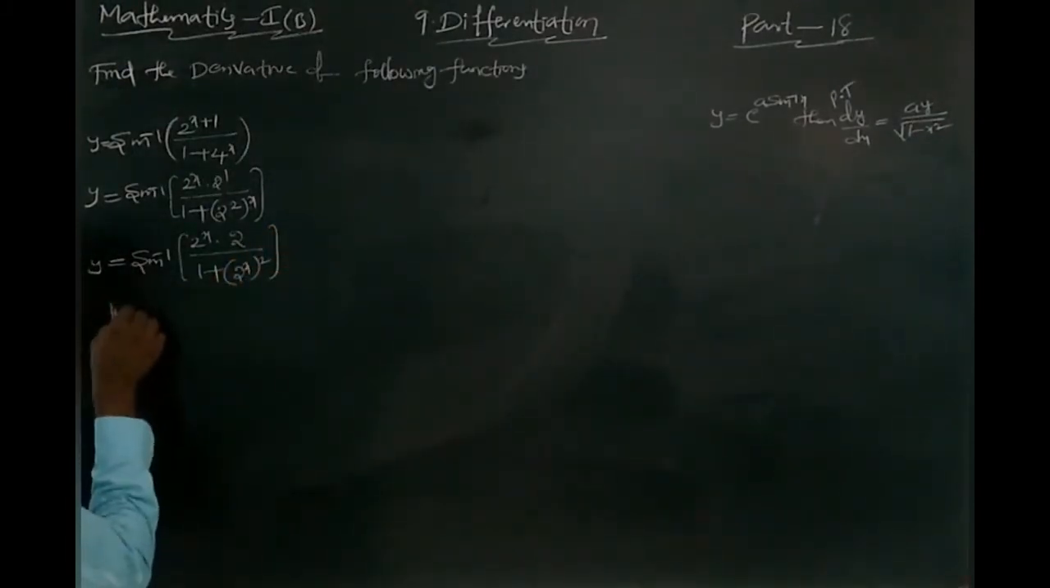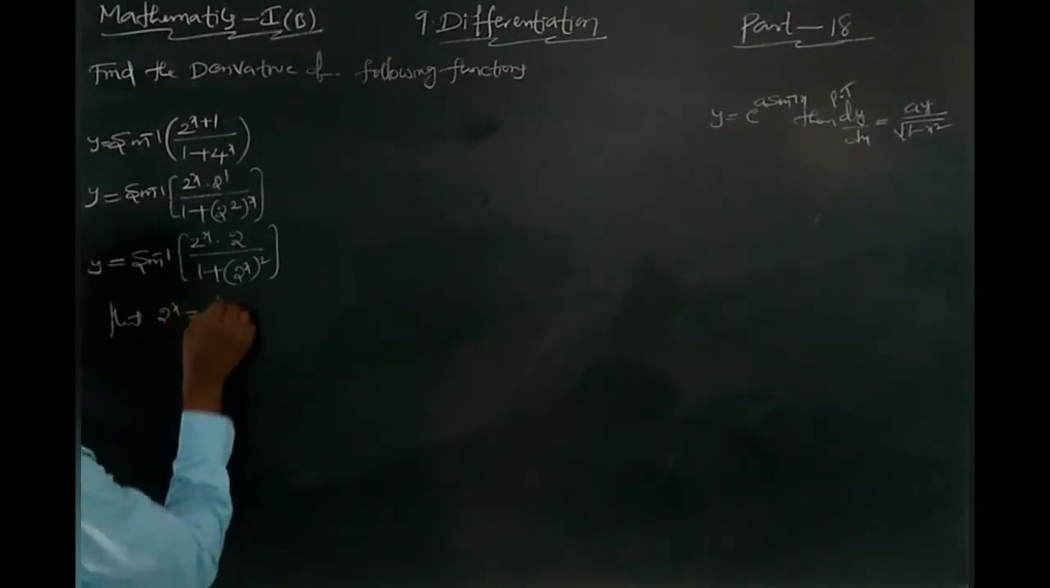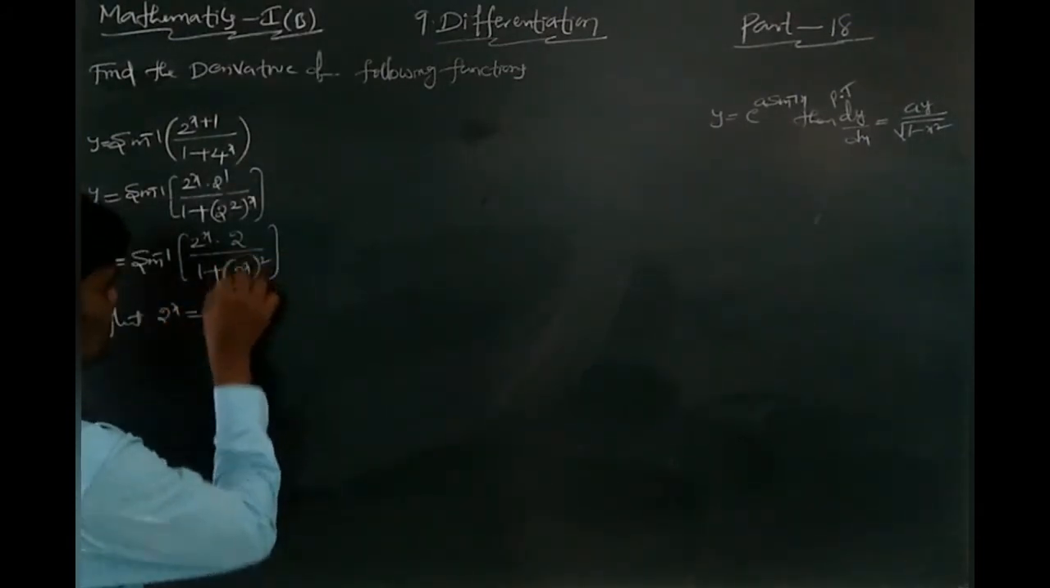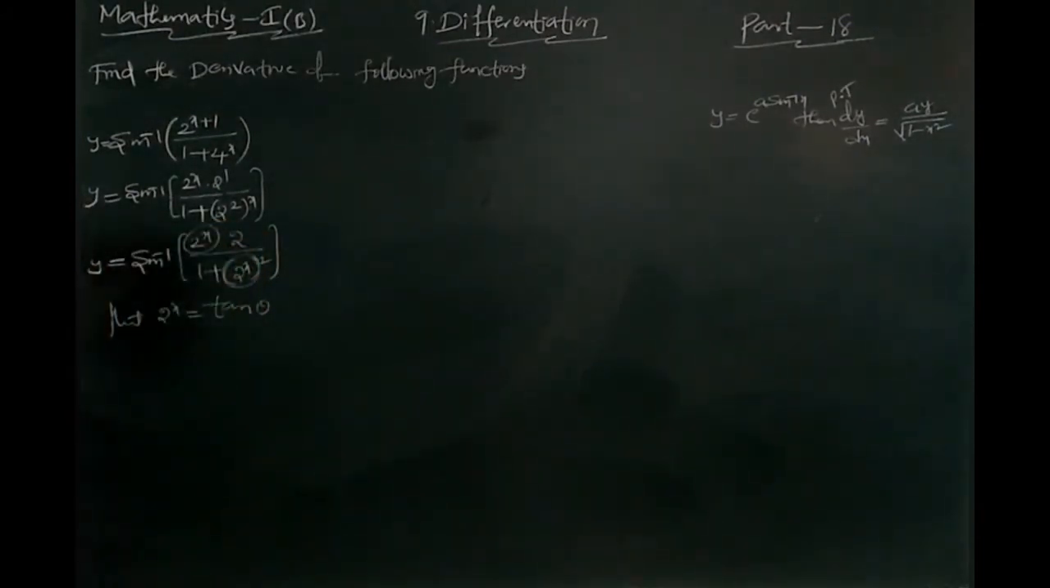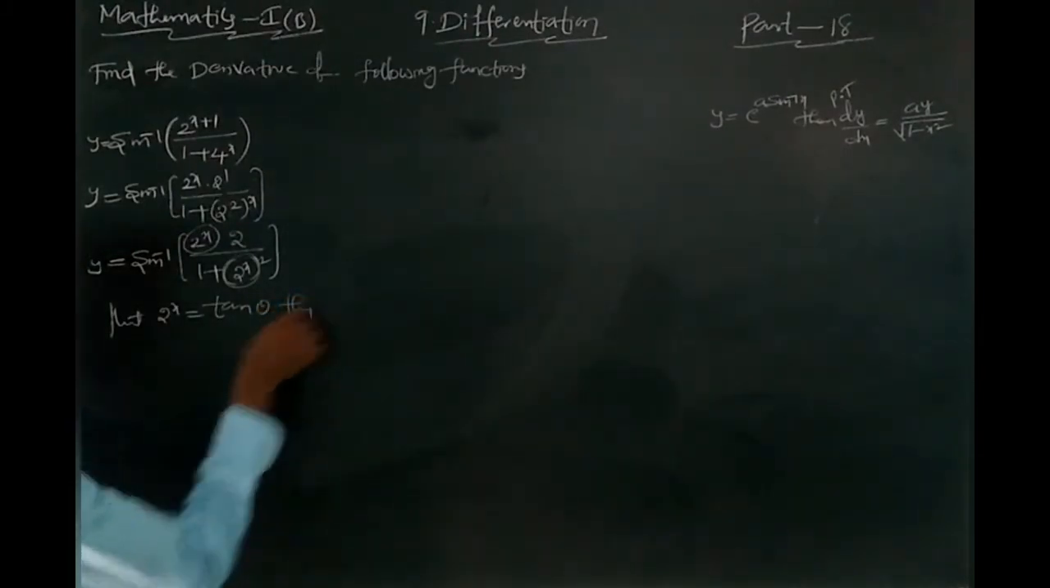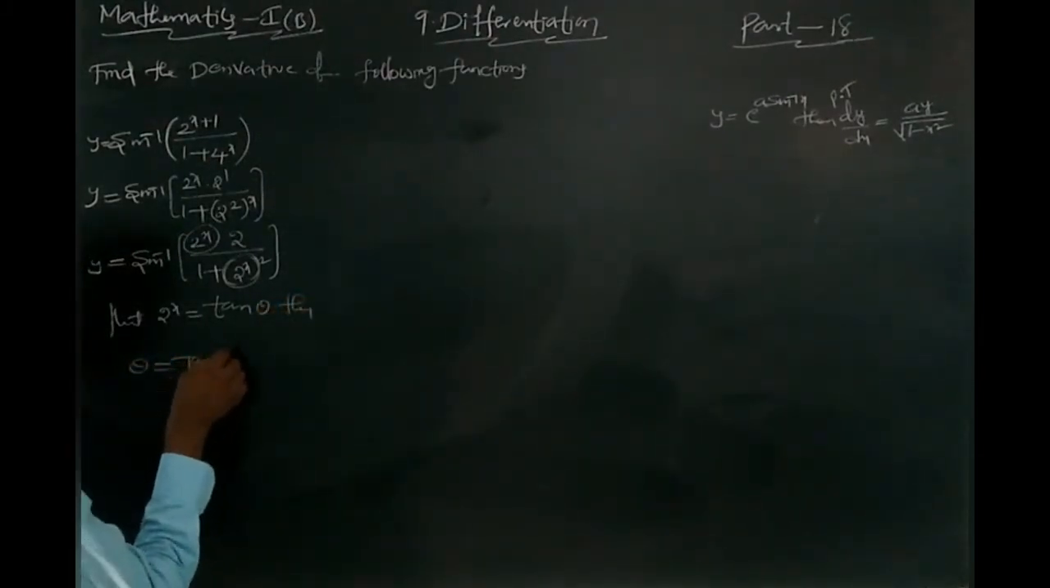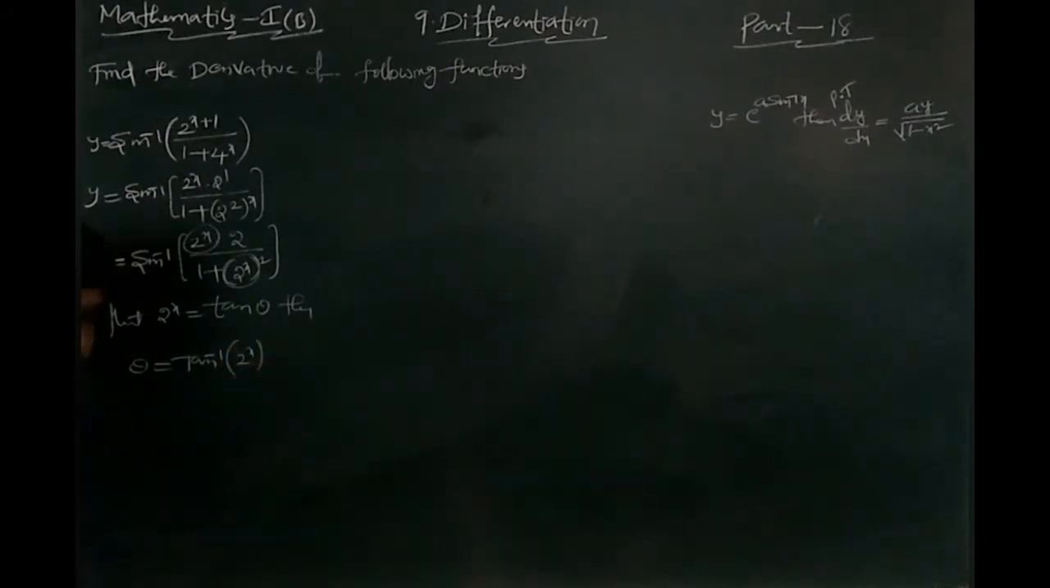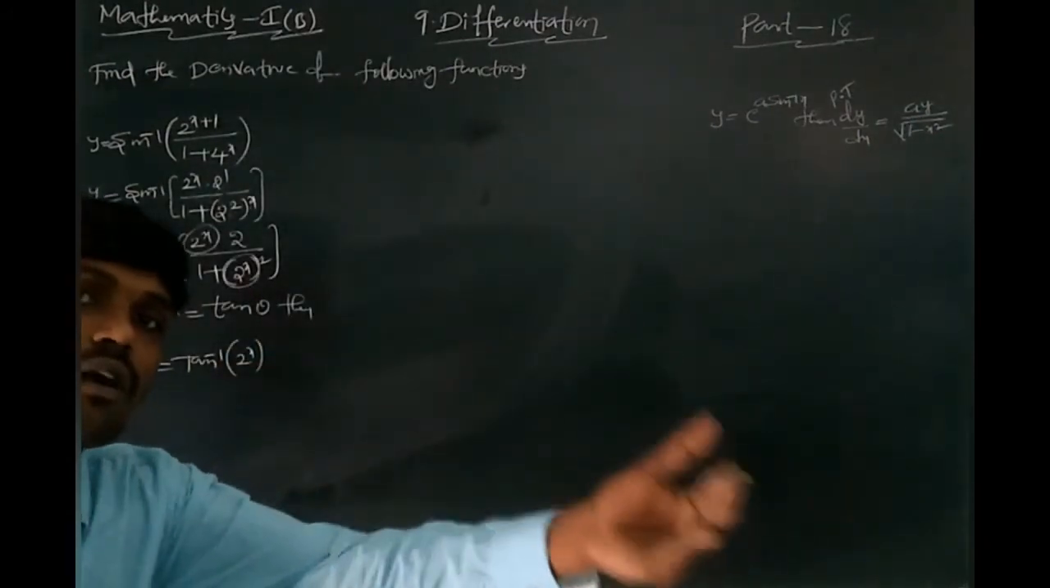You put 2 power x is equal to tan theta. This 2 power x value equals what here? Tan theta. Then theta is equal to what? Theta is equal to tan inverse of 2 power x. Theta equals what here? Tan inverse of 2 power x.